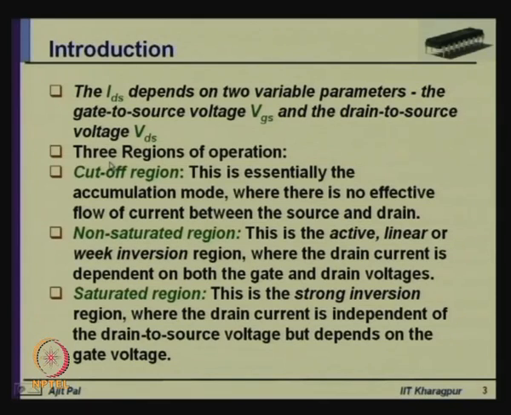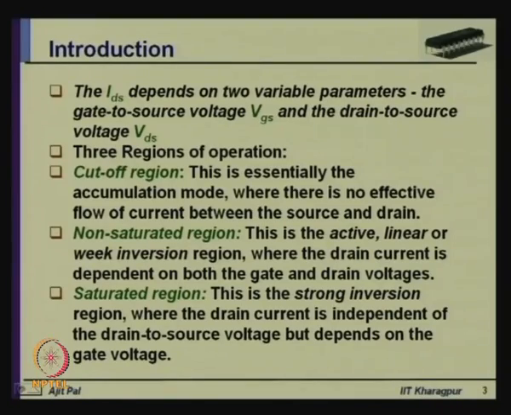And as I have already mentioned, there are three regions of operation: the cutoff region, which is represented by the accumulation mode, where there is no effective flow of current between the source and drain. We have already seen that in this mode the gate voltage is less than the threshold voltage, and there is no channel formation. So, there is no inversion layer, and no channel through which current can flow. So, in this region there is no effective flow of current between the source and drain. Here I am saying effective flow.